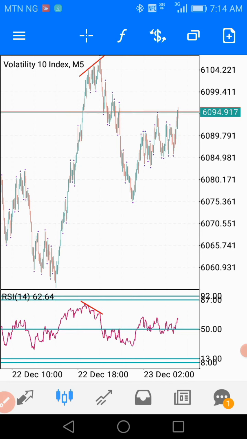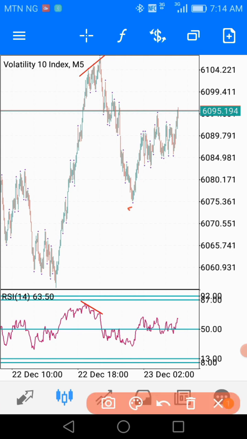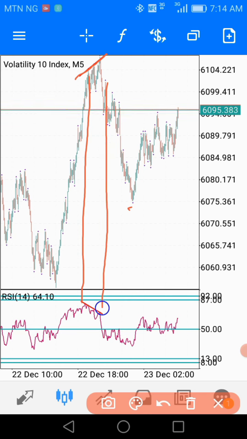Now you remember I told you that you trade it according to the time frame that it is playing out. Now it played out here on M5 on volatility 10 index. Okay, now look at it. From this point, price was making higher high. Okay, but look at the corresponding indicator signal. What happened? The indicator rather made lower, okay? And I said you are going to obey the indicator.